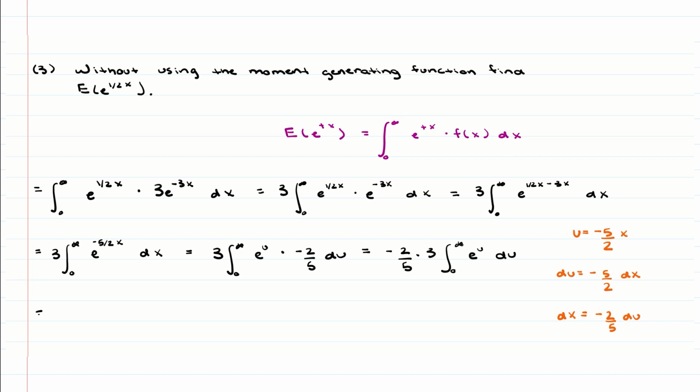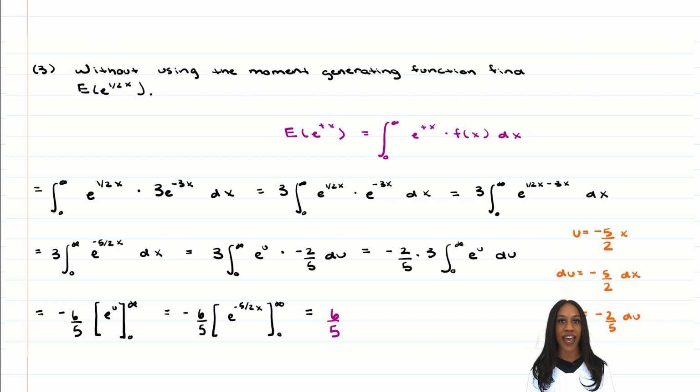Negative 2 over 5 is a constant, so I'll move it to the outside of the integral. In solving the integral, we have the constant negative 6 over 5 times the integral of e raised to u, which is just e raised to u, from 0 to infinity. We'll plug back in for u. And then when we plug in our bounds, we end up with 6 over 5. So we see that we got 6 over 5 with and without using the moment generating function.